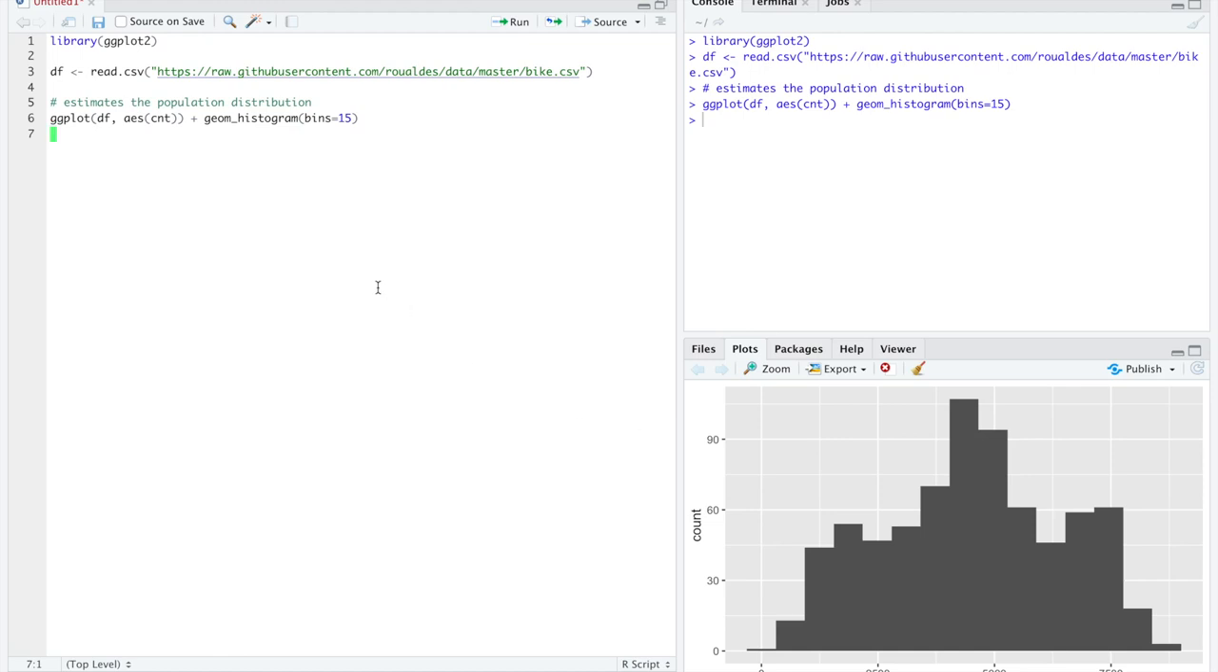So as we get going through this R example, please keep in mind that this distribution we plotted first represents the population distribution of the number or count of rented bikes. That is inherently going to be different than the sampling distribution, which we will approximate with the bootstrap method.